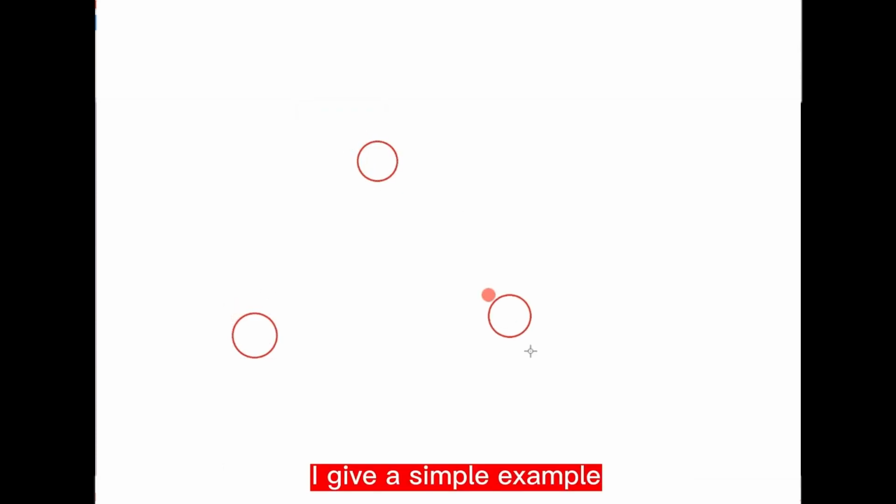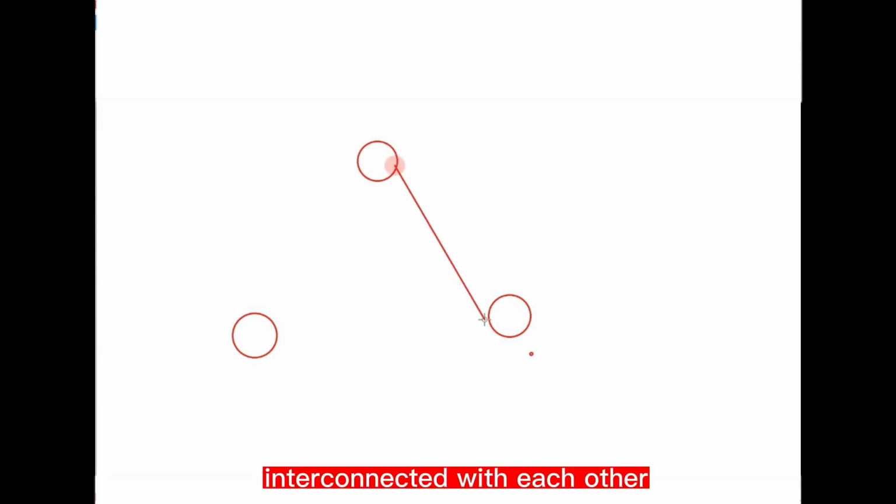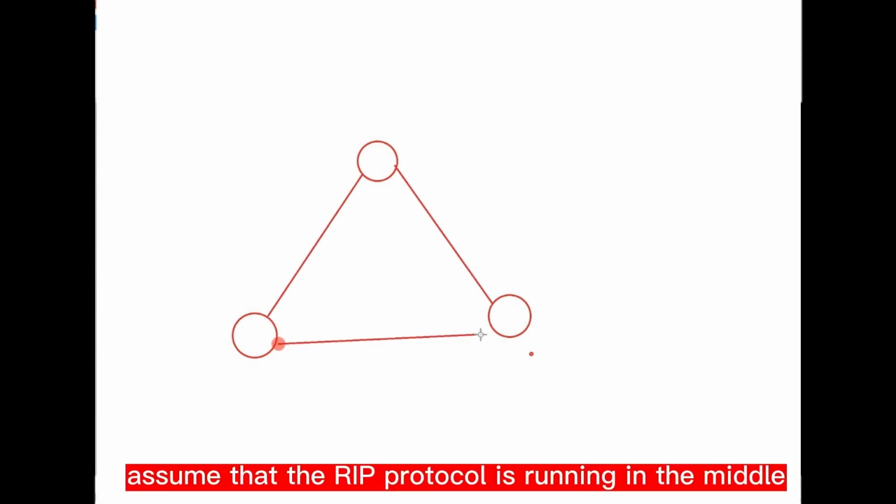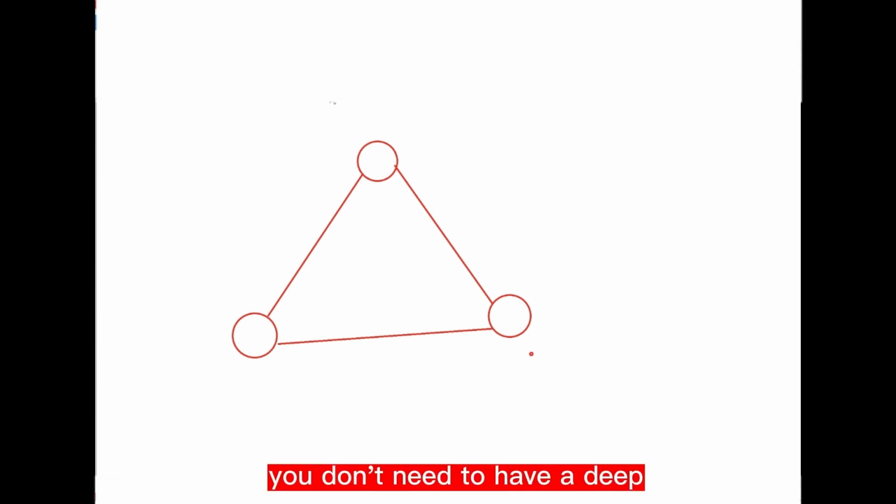Next time you see this word, it should be when you learn BGP in the NP phase. You will touch this split horizon again. I give a simple example. Now there are 3 devices, interconnected with each other. Assume that the RIP protocol is running in the middle. You don't need to have a deep understanding of this protocol.